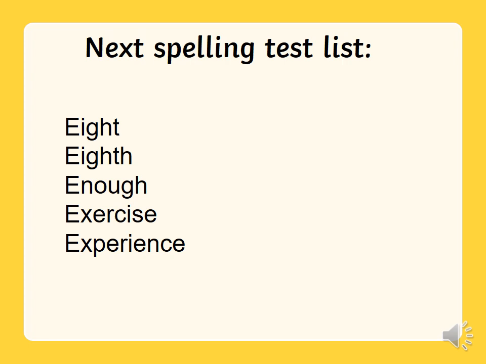Okay guys, so here's your spelling list for next week. So your words are eight, eighth, enough, exercise, and experience. And it really helps a lot to write each word 21 times. Then you tend to not forget. Writing them in sentences also helps a lot in remembering the spellings. And yeah, if you do that, hopefully for next week you can get it. This is your spellings for next week's Monday's lesson.